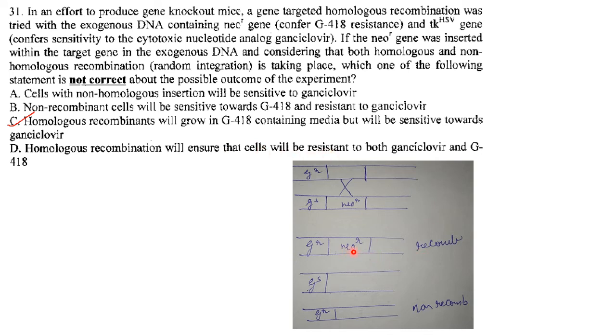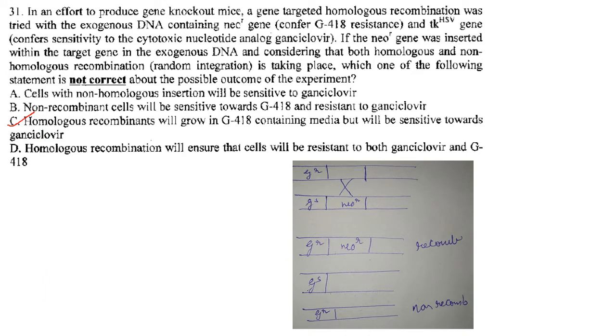So these are your recombinants. Recombinants means they will be ganciclovir resistant as well as neomycin resistant. So homologous recombinants will grow in G418 media. Yes, that is correct. But will be sensitive towards ganciclovir? No, it will be resistant to ganciclovir. Only then we can know that homologous recombination has taken place. Then option C is not correct. So they have asked for which one is not correct. So option C is not correct.